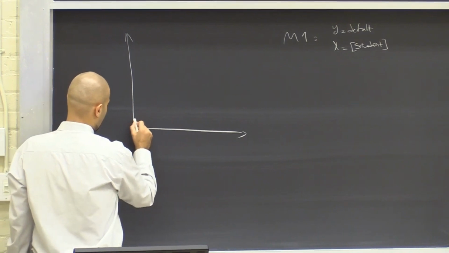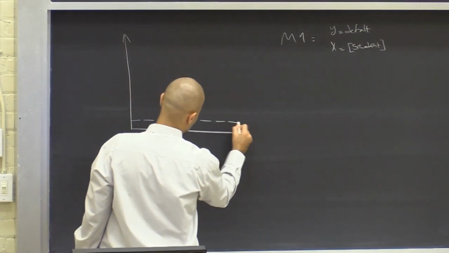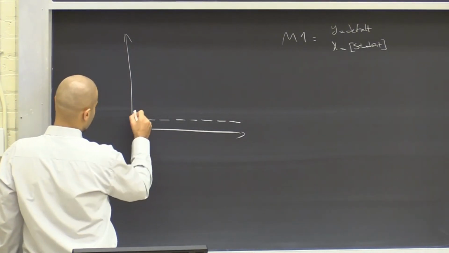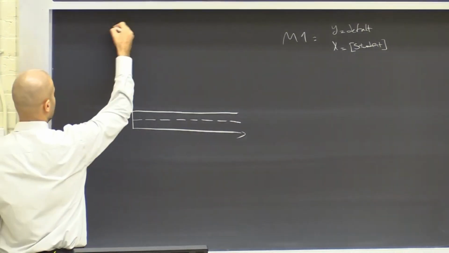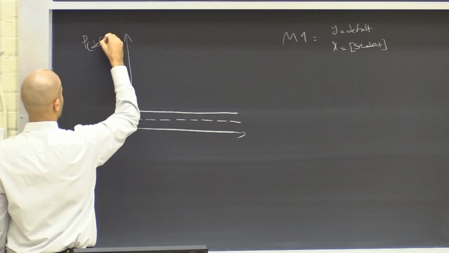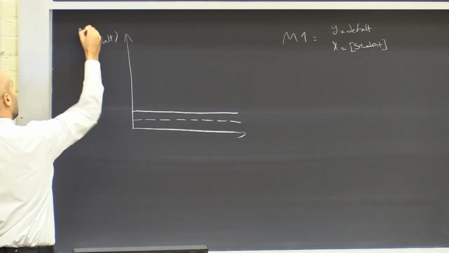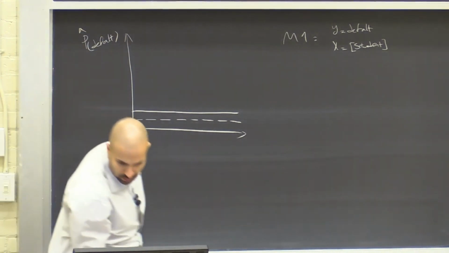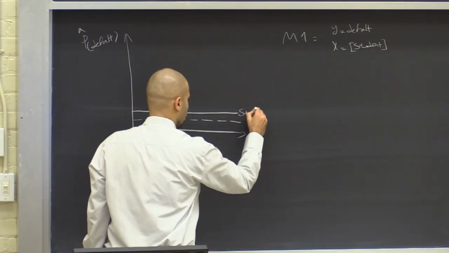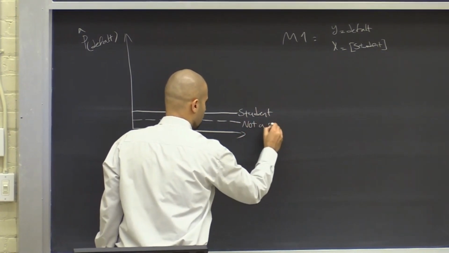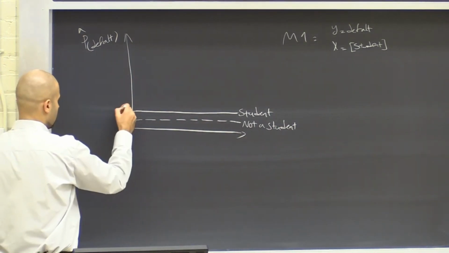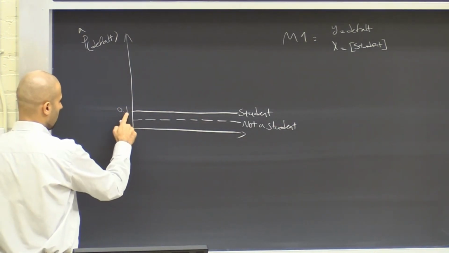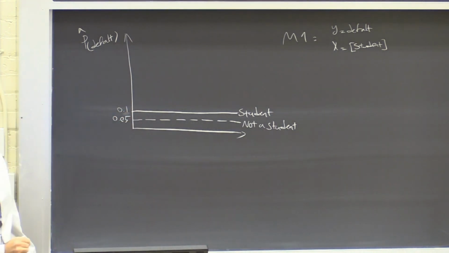And so a student may have, this is the probability of default, which means estimated probability of y being equal to 1. And for someone who's a student, we get this line. For someone who's not a student, we get this dashed line. So maybe for a student, the probability is, let's say, 0.1. For someone who's not a student, the probability is half of that, 5%. For a student, 10%. So this is just based on model 1.